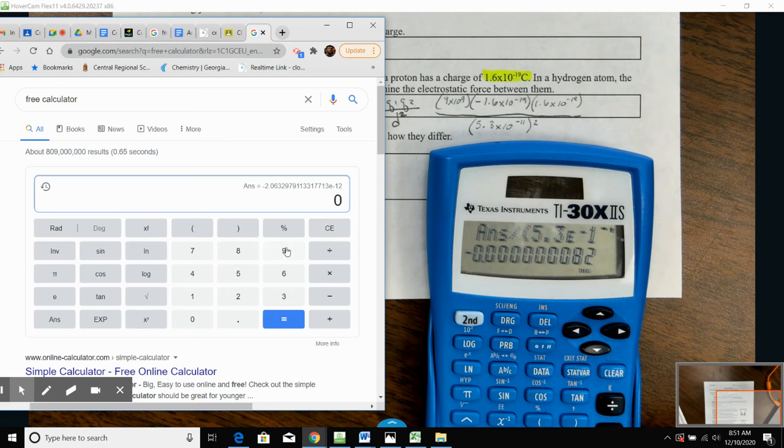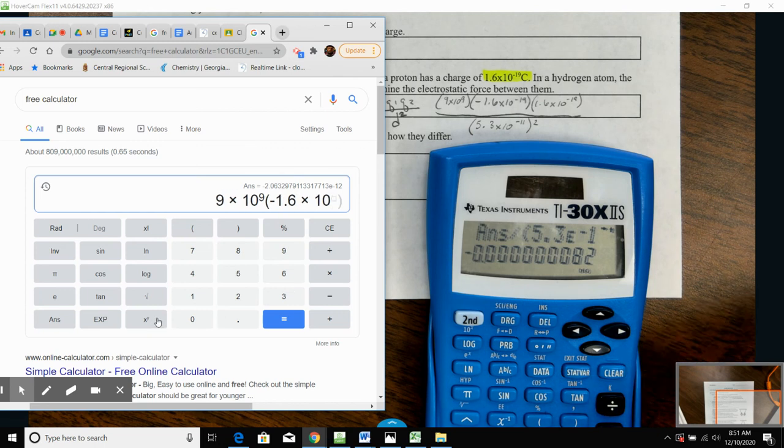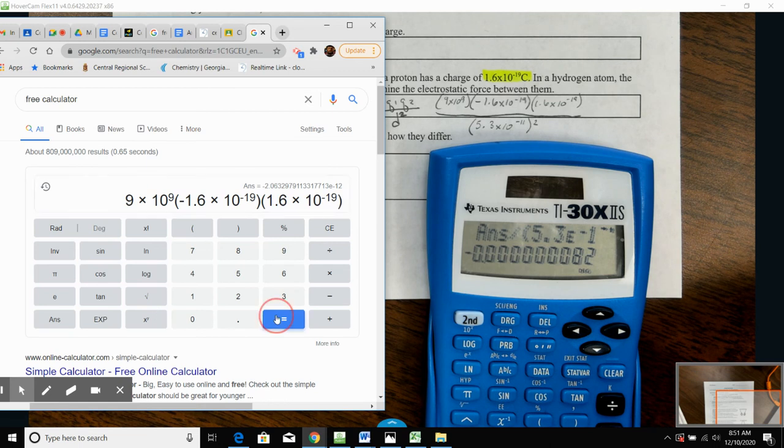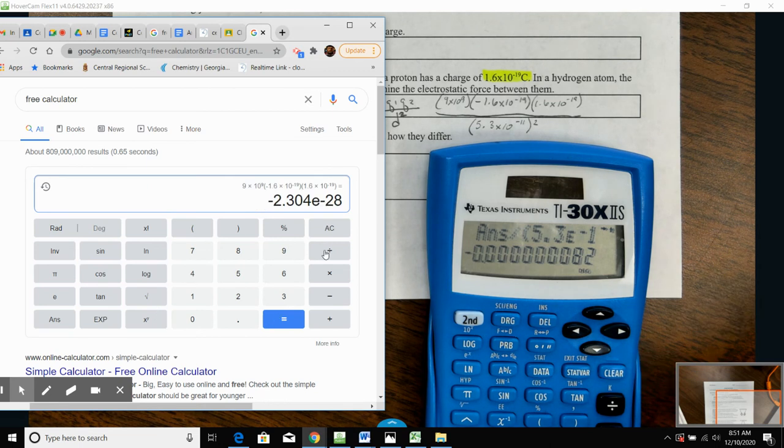So if I go back to the 9 times 10 to the 9th times negative 1.6 times 10 to the negative 19 times 1.6 times 10 to the negative 19th. Close it, equals. Okay, so we get this.